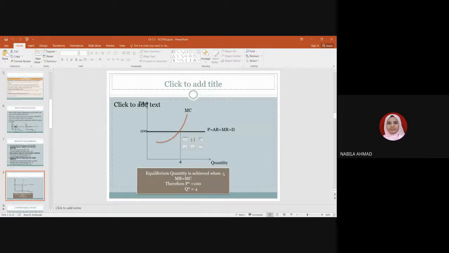So let's say this is the price, this is quantity. So nampak di sini demand curve horizontal. So di sini jugalah average revenue dan marginal revenue curve. So the profit maximizing price is 100. Yeah. And MC equals to MR. So ingat equilibrium berlaku apabila marginal revenue equals to marginal cost. So di sini equilibrium, so price is 100 and quantity is 4 units.